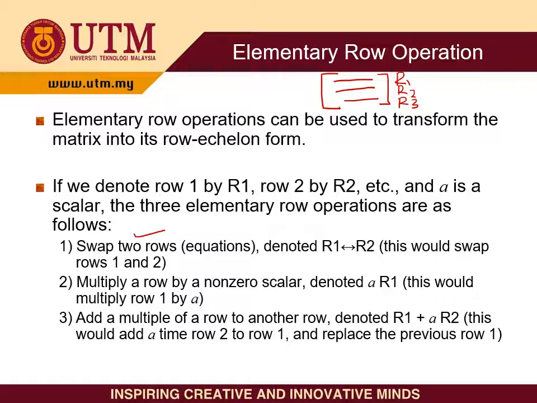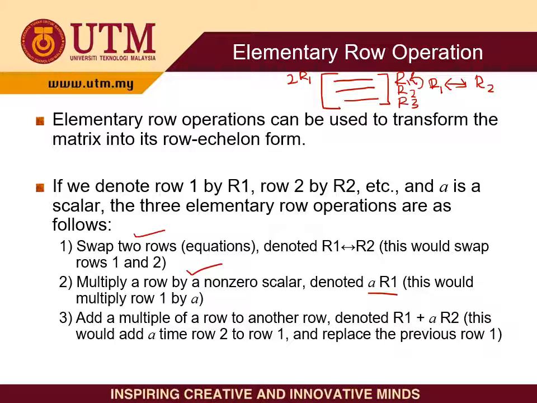Denoted R1 <-> R2, this would swap row 1 and row 2. It means that row 1 is swapped with row 2. Okay? And the second one, multiply a row by a non-zero scalar. A is non-zero. So let's say A R1, this will multiply row 1 by A. Let's say A is 2, 2R1, so 2 multiplied by row 1.